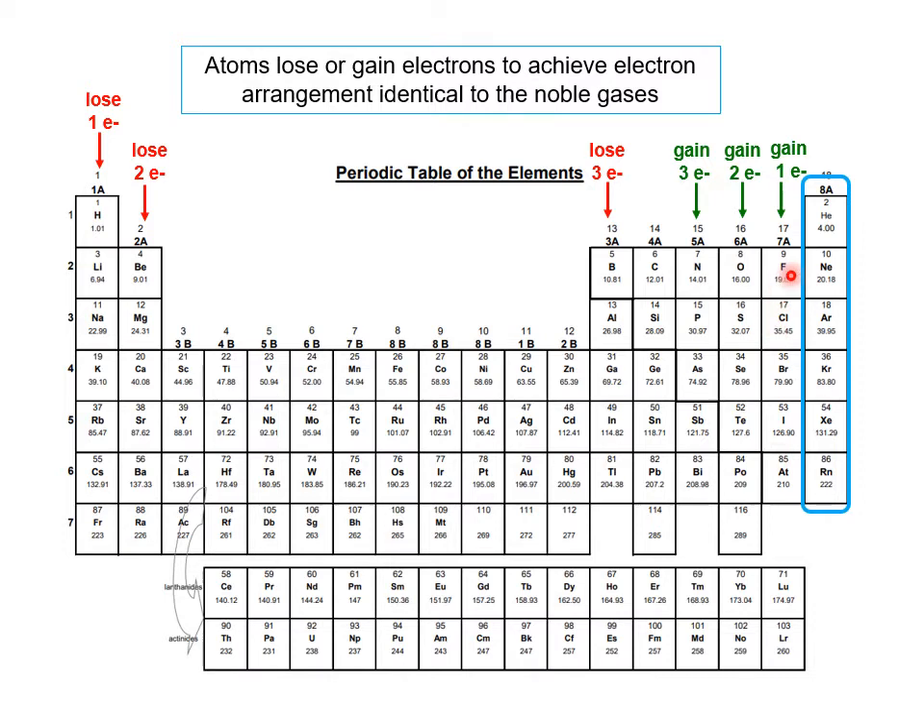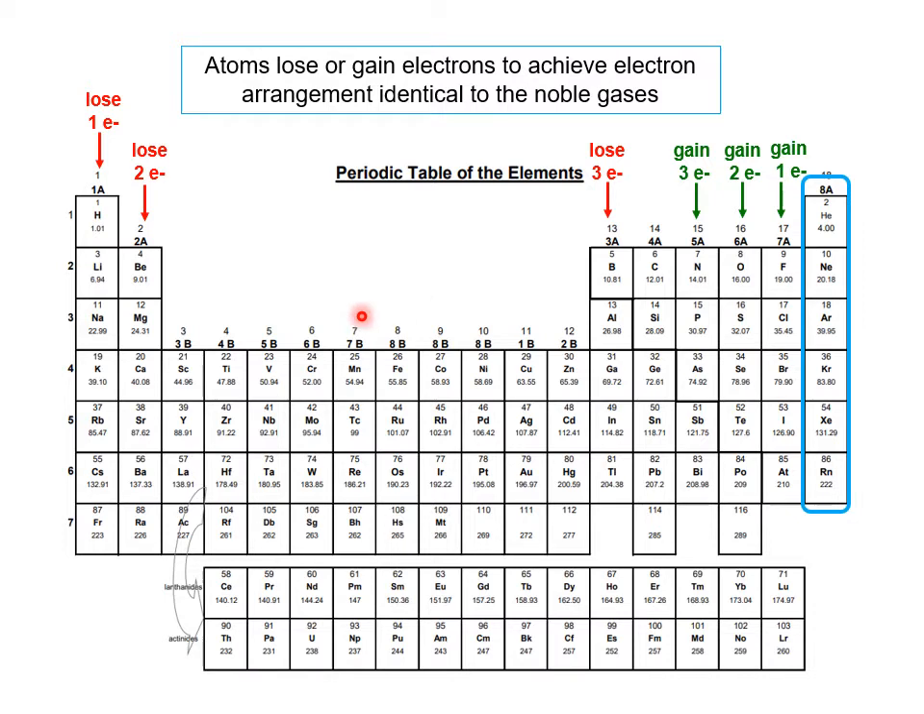So fluorine, for example, would rather gain 1 electron and have 10 electrons like neon than to lose 7 and be like helium. So the nearest noble gas to them has 1 more electron than they do, so they will gain 1 electron.